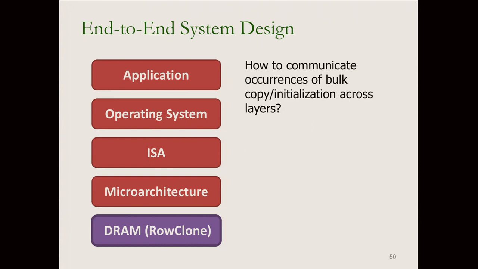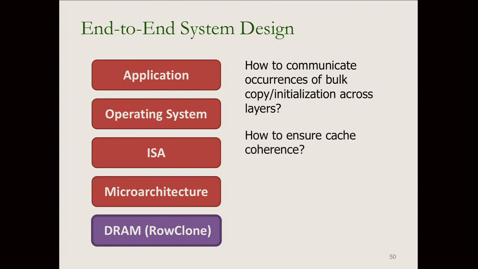Some ISAs, x86 ISA, for example, has a repeat prefix. So you could use repeat prefix to repeat some operation. So if you actually repeat move, there's a repeat move S instruction, then you can actually copy arbitrary amounts of data with a single instruction from one location to another location. But not all ISAs have that.